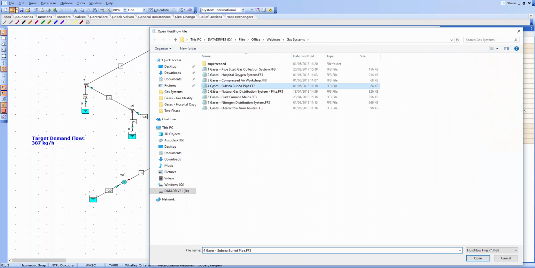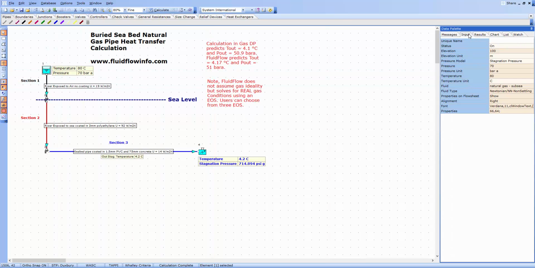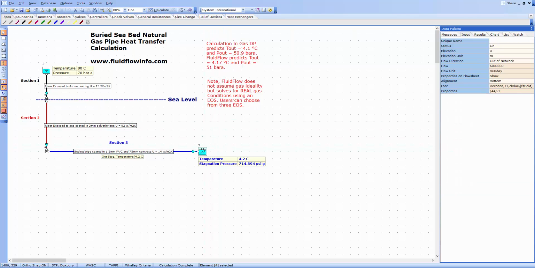Let's look at another system, subsea buried pipe system. So this is a natural gas pipeline which was developed in fluid flow, and the results used as a comparison with an old product, Gas DP, which was regarded as being highly accurate. So we've got 70 bar absolute of natural gas at 80 degrees C entering the system. And we've got 50 meters of pipework, and we're doing a heat transfer calculation. Then we pass below sea level, where we have a further 100 meters of pipework, and then we have a further considerable length of pipework before we get to the end point, where we have defined the flow rate out of the system. And the calculated condition of the natural gas at the outlet was 4.2 degrees C.